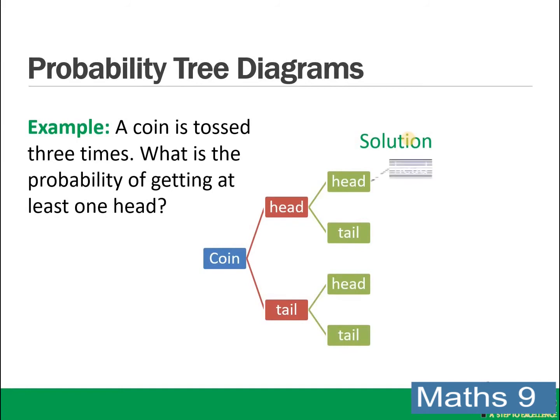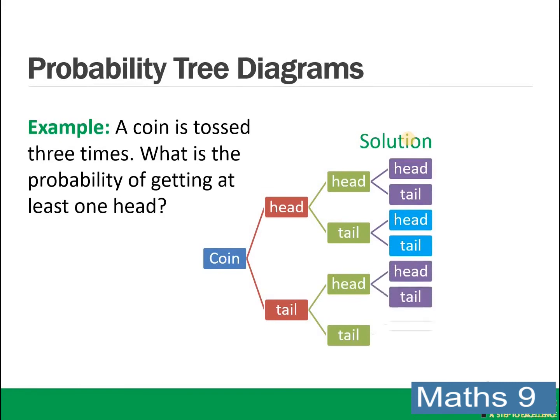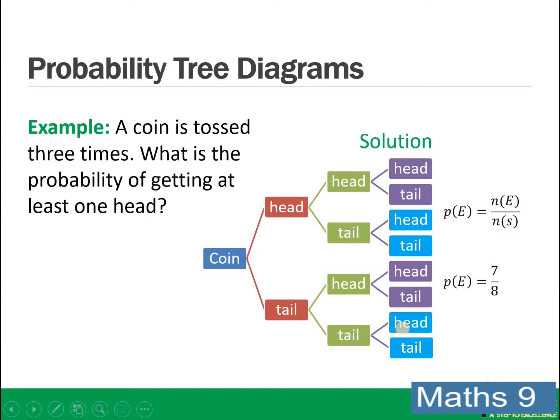And then here's the third coin. Head or tail, head or tail, head or tail, head or tail. We want to get at least one head, which means that we could go down any of these routes except for this last one, tail, tail, tail. So there are 1, 2, 3, 4, 5, 6, 7 possible routes, out of a total of 8 altogether. So the probability is 7 out of 8.